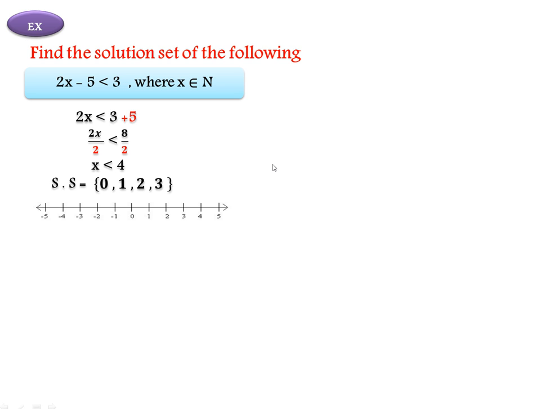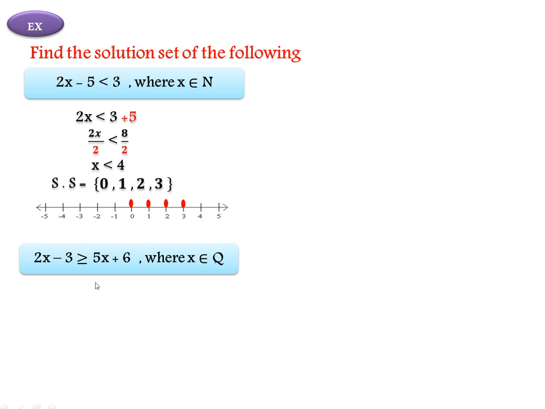Draw the number line and determine only the points 3, 2, 1, 0. Another example: if we have 2x minus 3 more than or equal to 5x plus 6, we have unknowns on the two sides of the inequality.